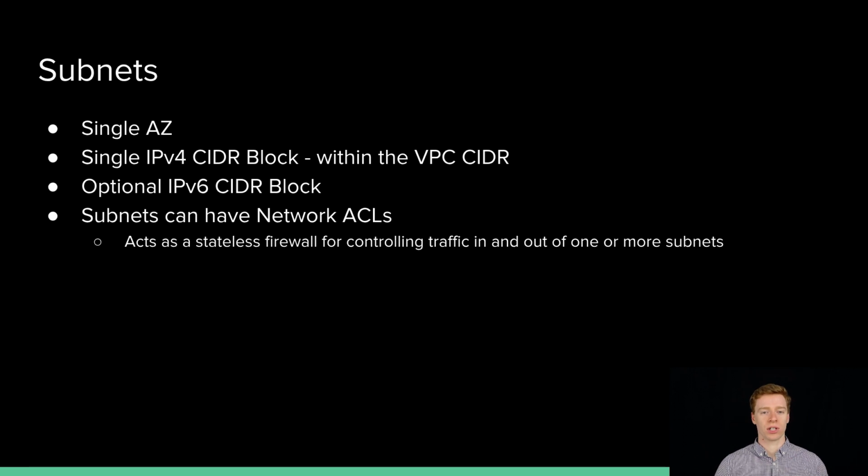A subnet resides in a single AZ within your VPC, must have an IPv4 CIDR block, and that will be within the VPC CIDR block. So for example, if your VPC CIDR is 10.0.0.0/16, then the subnet CIDR must be smaller than that, so 10.0.1.0/24, for example. A subnet can have an optional IPv6 CIDR block. That's allocated to you by AWS. You don't get to choose what that is.